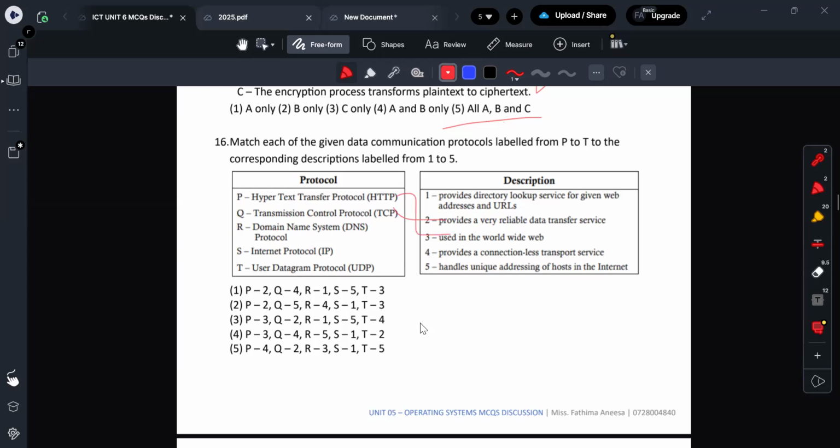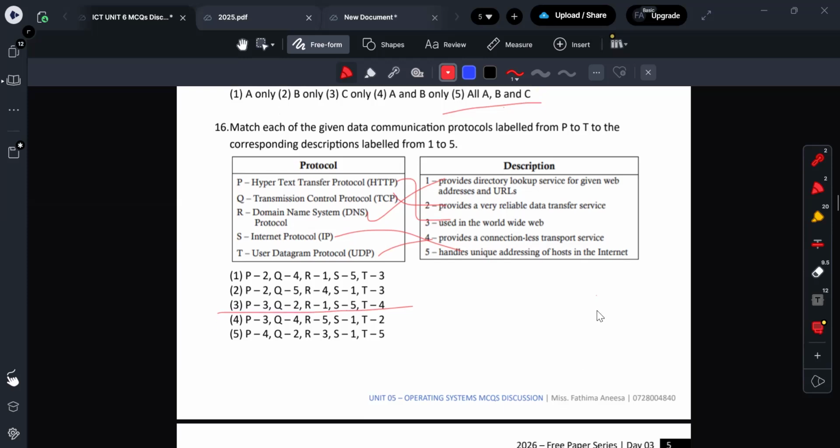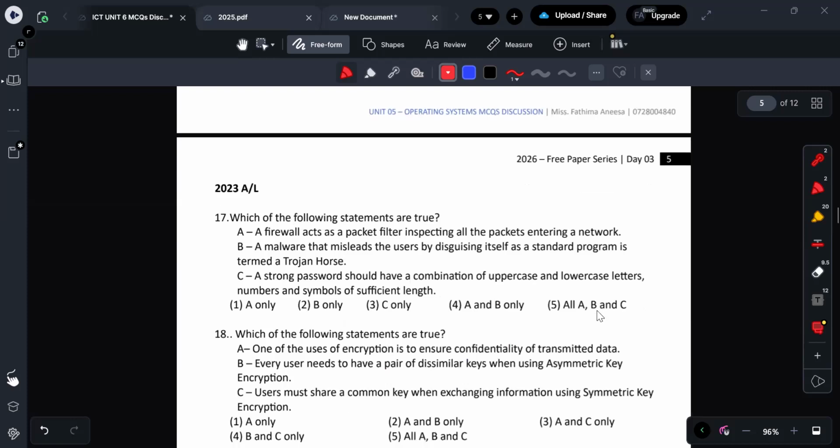And DNS, the Domain Name System protocol. Remember this very well. It maps URLs to IP addresses, right? URLs to IP addresses. So it provides what? A directory lookup service for given web addresses and URLs. Internet Protocol handles unique addressing of hosts across the internet. I'm not going to explain this again, since I already did. And UDP, again I said UDP is connectionless, whereas TCP is connection-oriented. When you match this, you get option 3. Right. So I'm going a bit fast since I already explained all those.